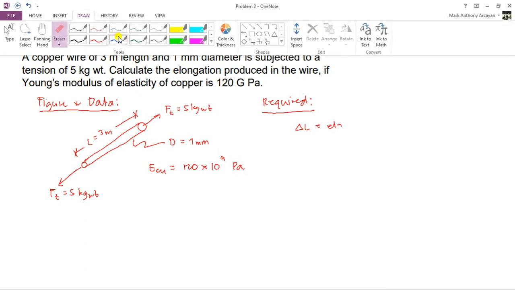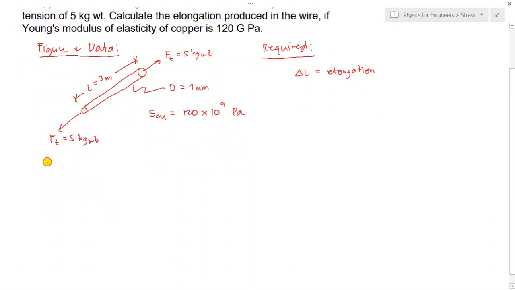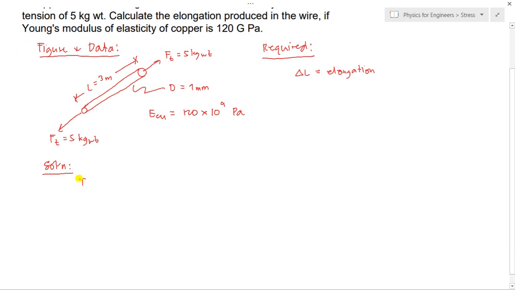Elongation na siya. Okay, elongation. So solution. So our system here undergoes tensile stress, diba? Tensile stress man siya, kay gipull man siya. So tensile stress.